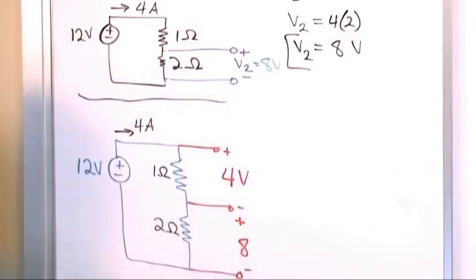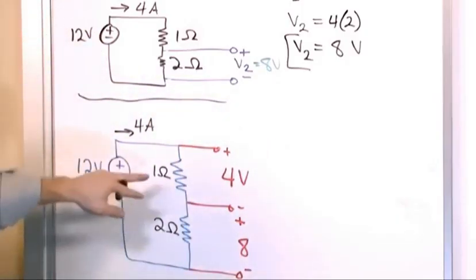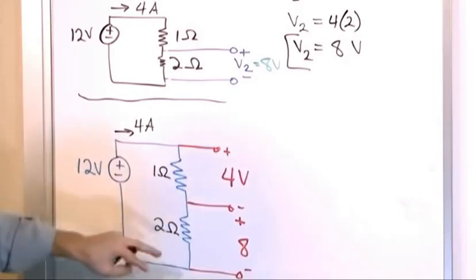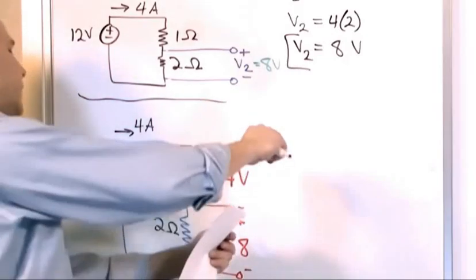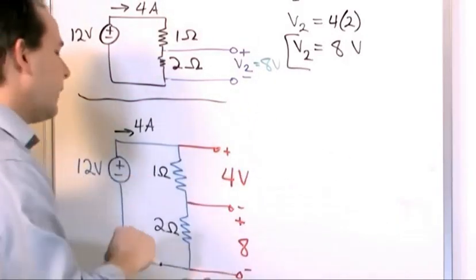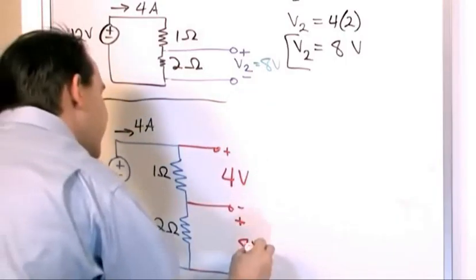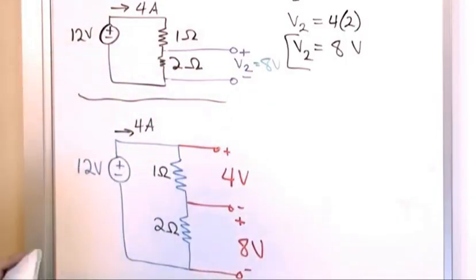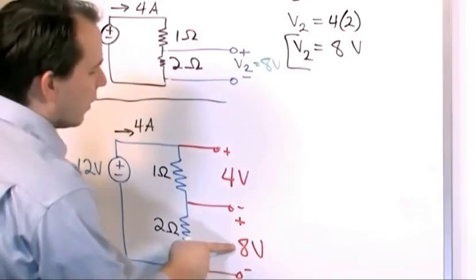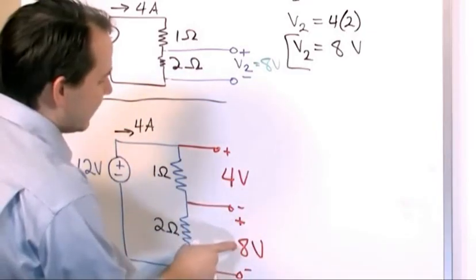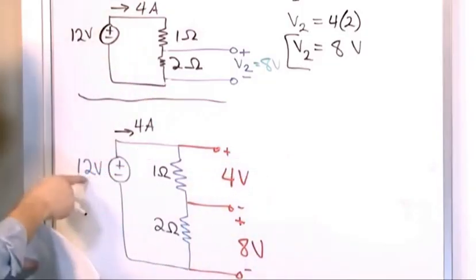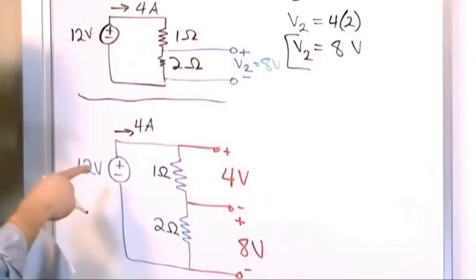So literally, if you went and got a 12-volt battery from the store and hooked a 1 ohm resistor in series with a 2 ohm resistor, and then you got a voltmeter and you measured across here, you would measure 4 volts. And if you measured across here, you would see 8 volts in accordance with our calculations. But what do you notice? 4 plus 8 is equal to what? 12. 12 is the total voltage that we started with.